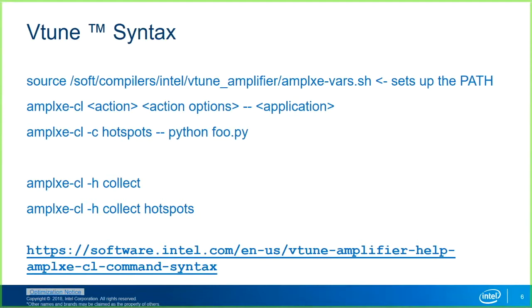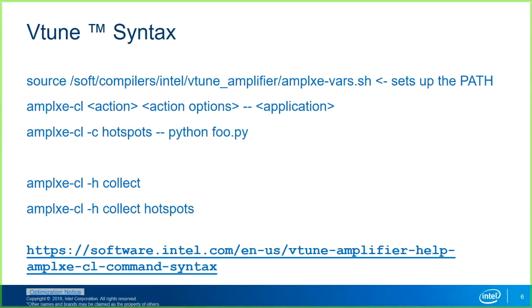So the syntax for using Amplifier is pretty simple. It's just action followed by action options, and then you do a double dash, and after that you just run your application as you would normally. So the simplest use case for hotspots is just -c, which is short for collect, and then hotspots, double dash, your Python interpreter and the Python script. So if you're new to VTune, there's the -h, the help option.